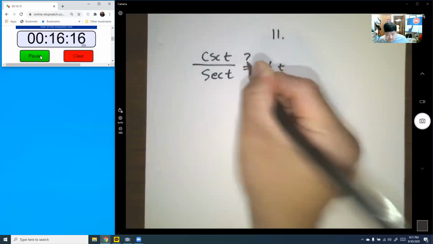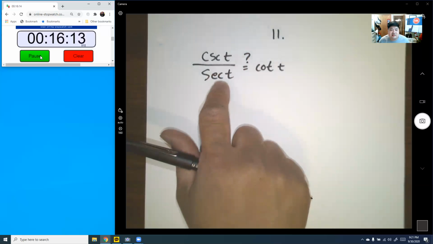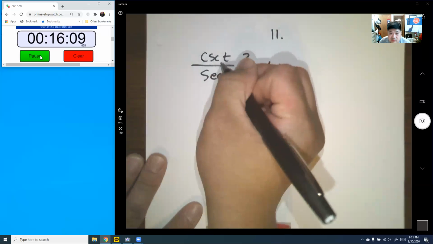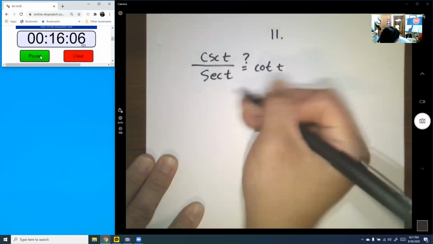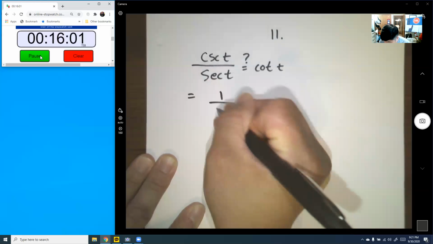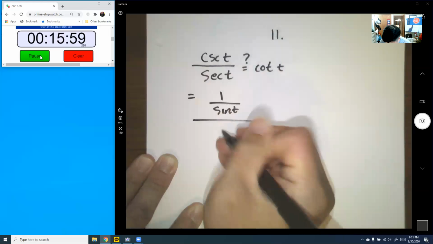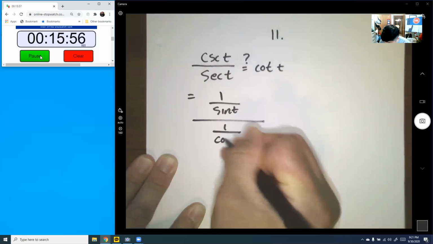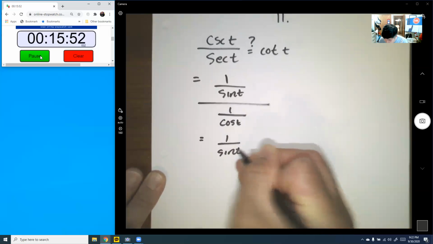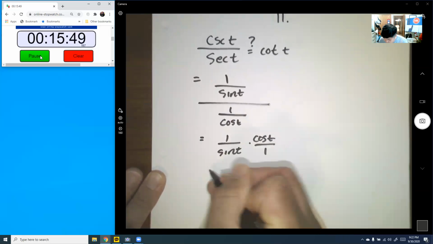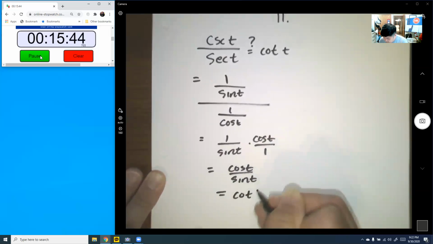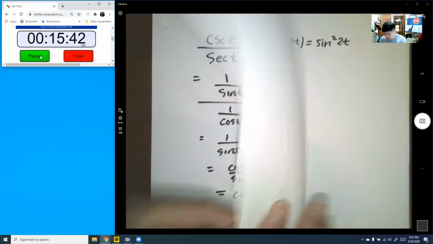All right, does the cosecant of t over the secant of t equal the cotangent of t? Well, excuse me, cosecant of t, that is, well, that's 1 over the sine of t, and secant of t is 1 over the cosine of t. Then I multiply by the reciprocal, so I have 1 over sine of t times cosine of t over 1, which is cosine of t over sine of t, which is indeed cotangent of t. So that one is verified. Let's try another one.